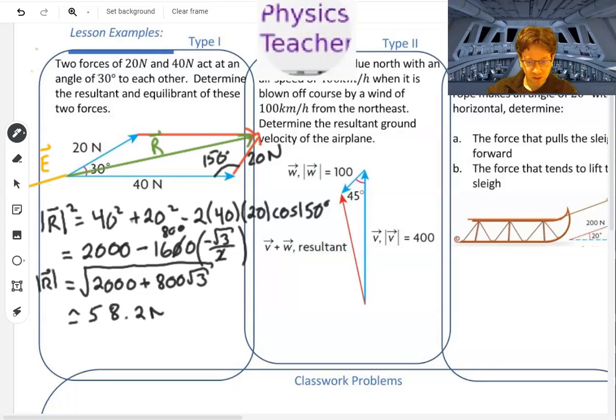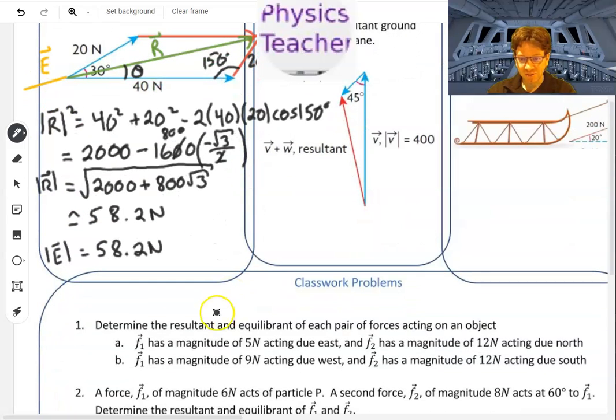You'll get a value approximately 58.2 newtons. Now that also means the magnitude of our equilibrium is also 58.2 newtons. But the question said to find these vectors. And so when you find a vector, you also need to figure out the direction relative to something else. So what I would like to do is figure out what this angle theta is. To do that, I'm going to use the sine law. I'm just going to go find some space. I'll just do it over here.